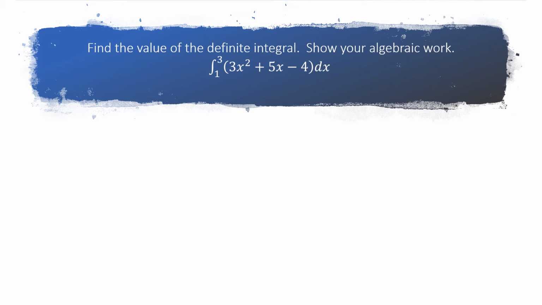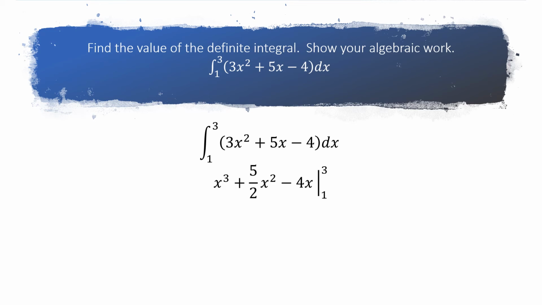All right, so our next example, we have the integral from 1 to 3 of 3x squared plus 5x minus 4 dx. Again, integrating this thing, I get x cubed plus 5 over 2 x squared minus 4x. And again, I'm running that from 1 to 3.